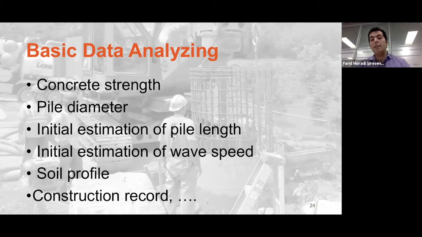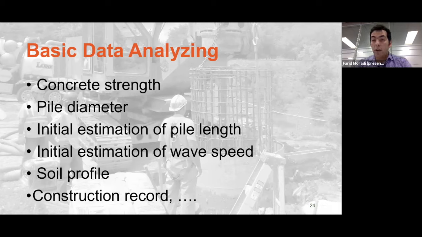If it's poor concrete, we choose a wave speed near 3,500. If you are going with very, very good concrete, we choose 4,500 meters per second for the wave speed. But most of the piles sit in normal conditions, with just normal concrete. An estimation of 4,000 meters per second for the wave speed is a good estimation to begin your data interpretation.